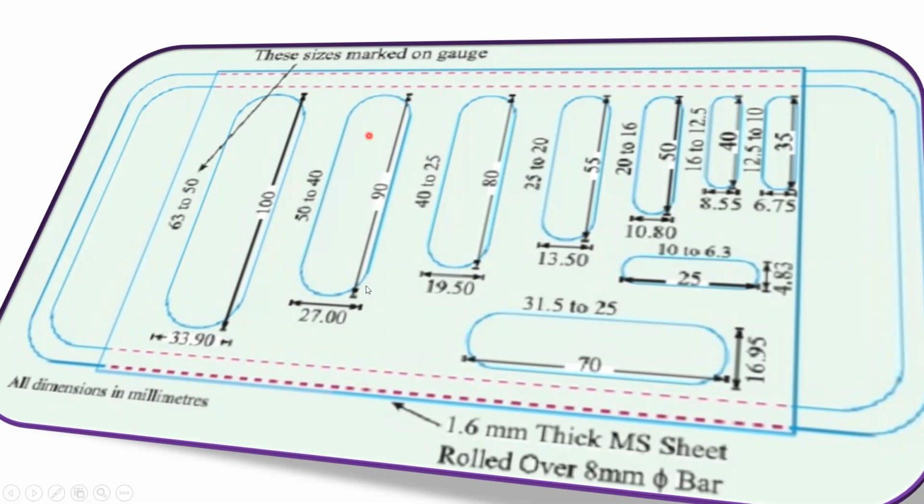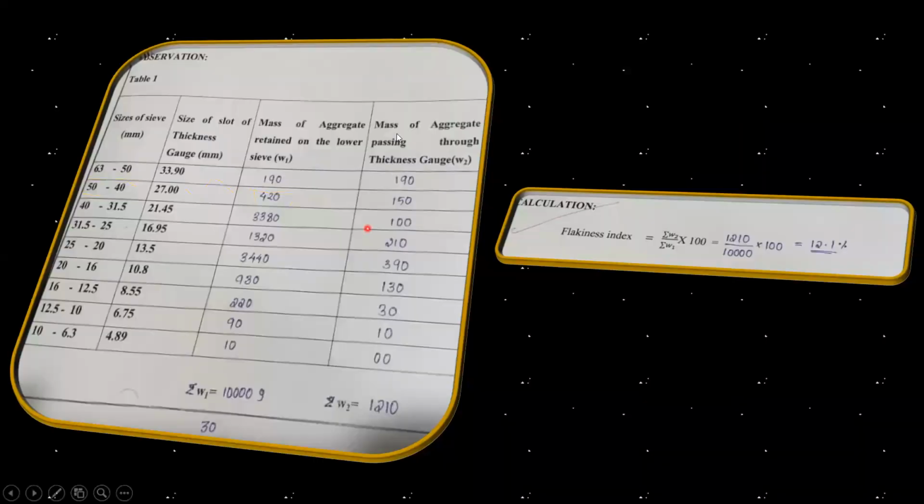Minimum 200 you have to pass, one by one. If they're passing through that, then they are flaky. If it is not passing, we don't have an issue with that. Those which are passing, that weight you have to take, the mass of aggregate passing through the thickness gauge. Once you have passed everything and taken the weight, you have found 150 grams of aggregates have passed through.